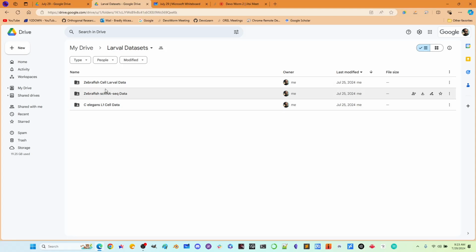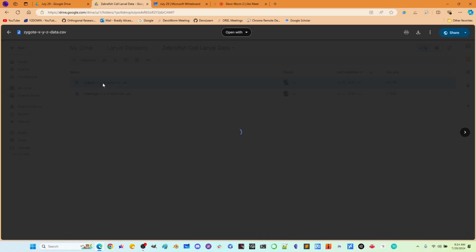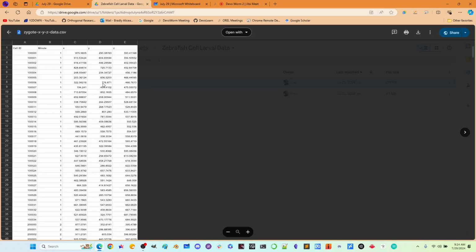So we have cell larval data sets and this scRNAseq data. The cell larval data set is similar to the data set we have for C. elegans L1. We have actually two stages in zebrafish. We have the zygote stage and the cleavage stage. So these are just different stages of development of the larva in zebrafish.